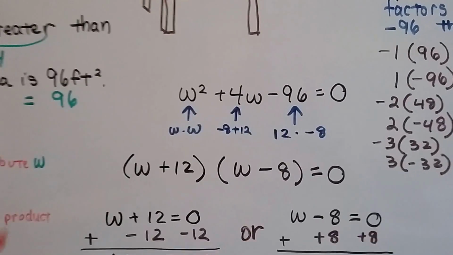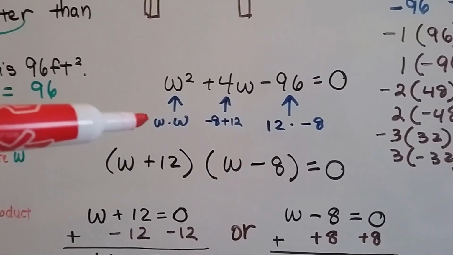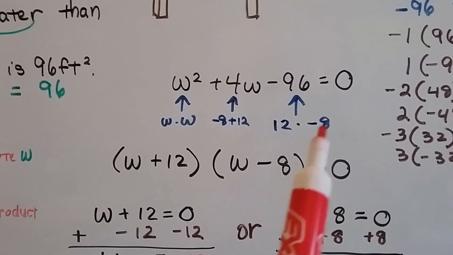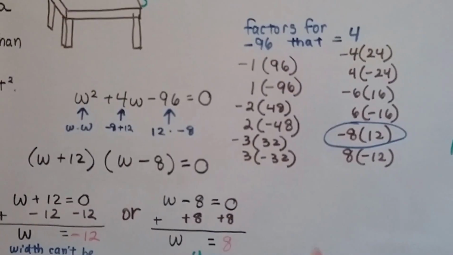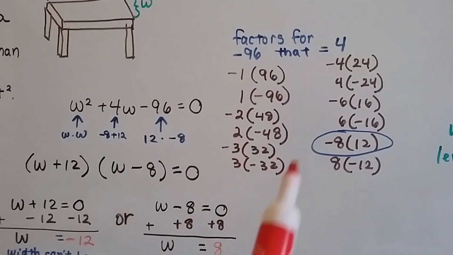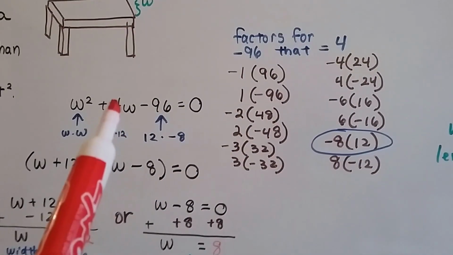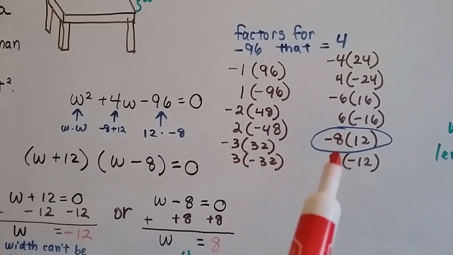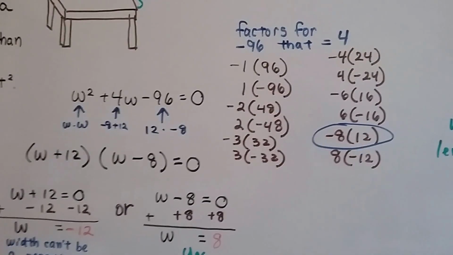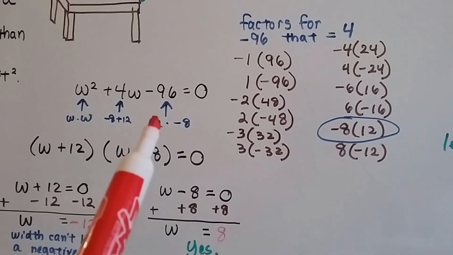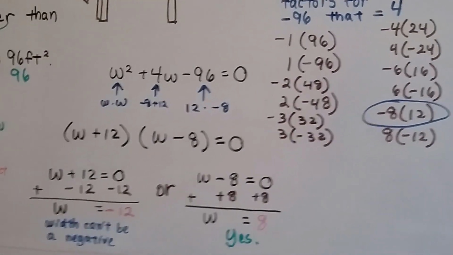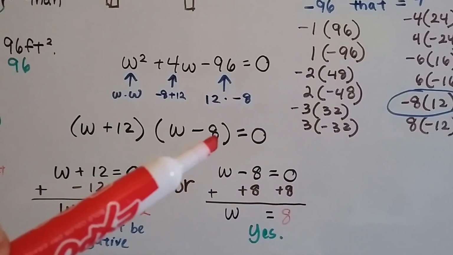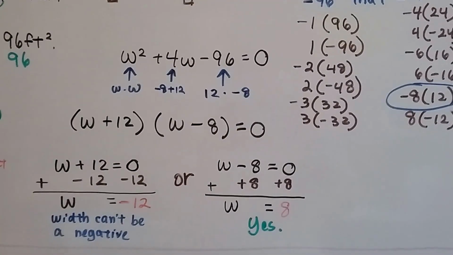So we look at this w squared, and we know that w times w makes w squared. This can be a 12 times a negative 8. We try to find the factors for negative 96, and it could be any one of these, but it's got to equal a positive 4. And none of these equal a positive 4 until we do a negative 8 plus a 12. So now we know a negative 8 and a 12 is what fits there. So we've got w plus 12 and w minus 8, see? And we set it to equal 0.